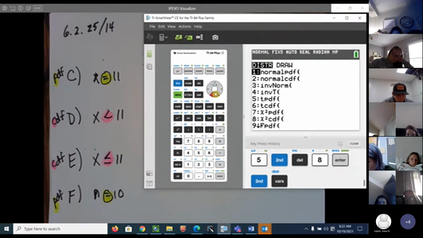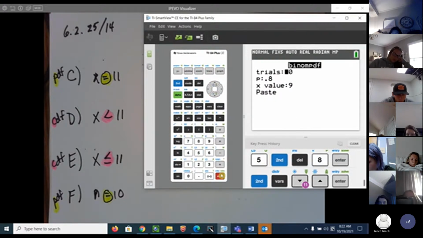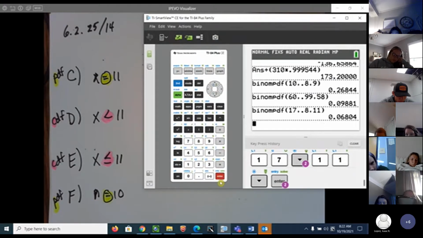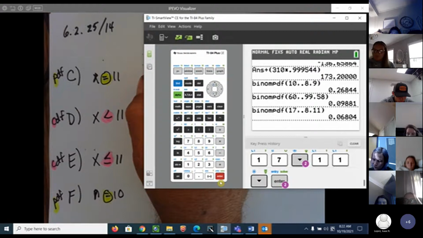Second vars, binomial PDF, and we got 17 flights, a 0.8 probability. What is the probability of 11 being late or on time? Whatever it's asking. 0.0680.